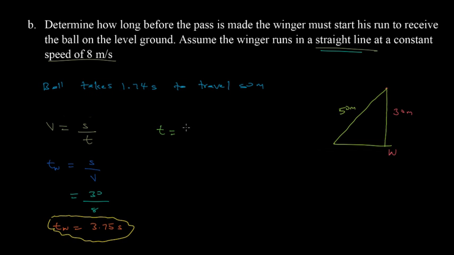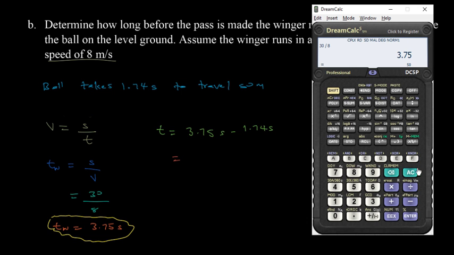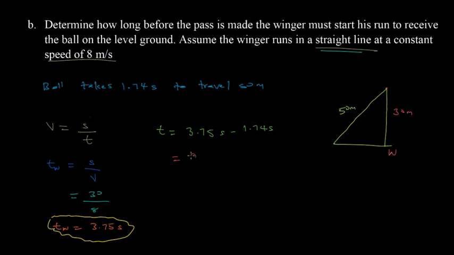So we're going to say 3.75 seconds minus 1.74 seconds. And this now works out to be 2.01 seconds. So you would want to start running approximately 2 seconds before the ball is kicked in order to be at the position 30 meters in front of him when the ball is at that point. So let's see what's next.